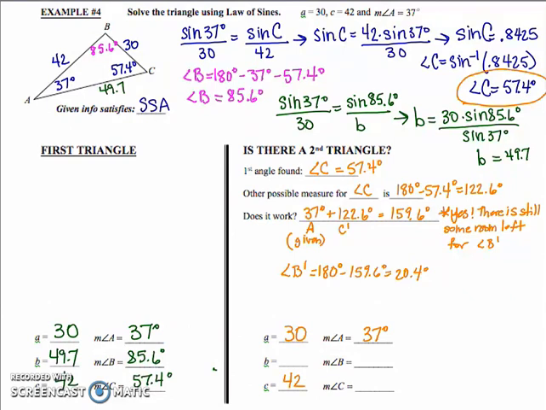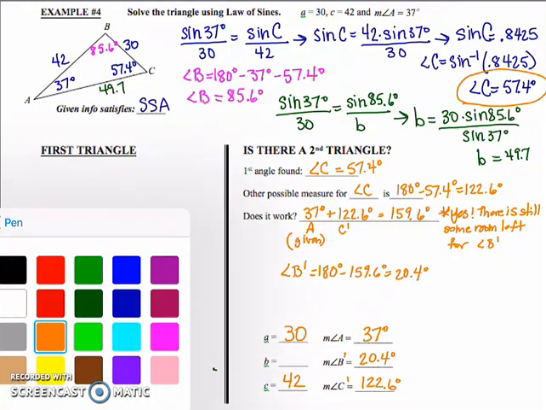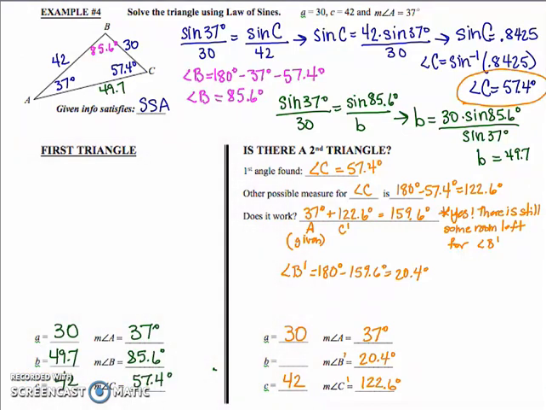That was given. Now we just found that our new, we're going to call it angle C prime and angle B prime. Our other angle C was 122.6 degrees. And then when we subtracted from 180, we found that the new angle B for our second triangle would be 20.4 degrees. So now all that's left is for us to find side B for this second possible triangle. So we're just going to use the law of sines to find side B.